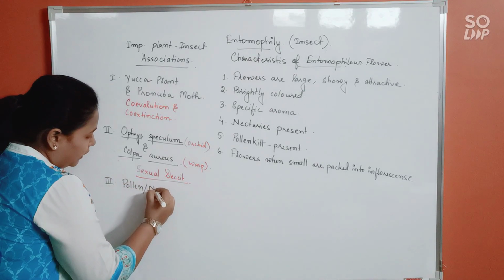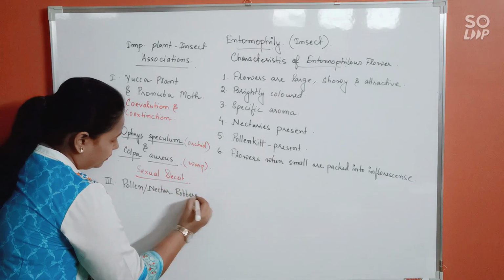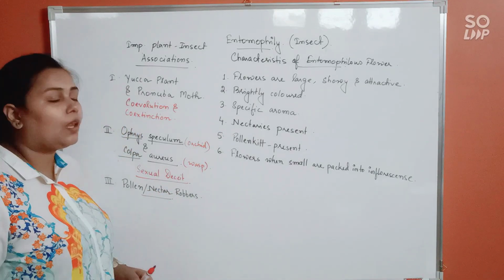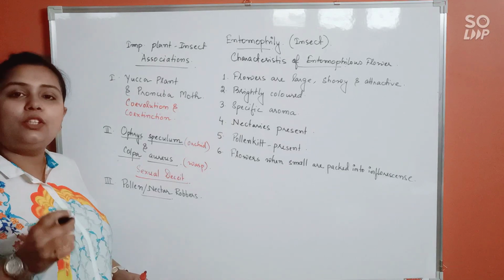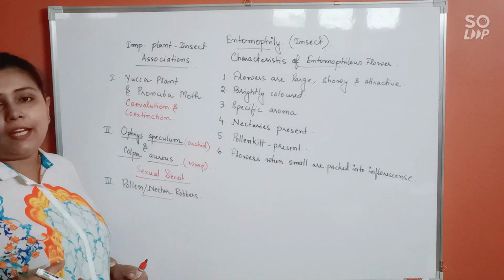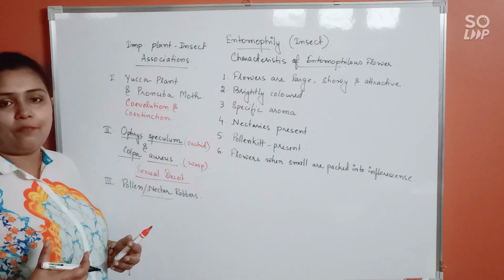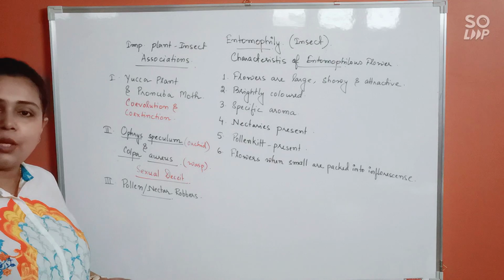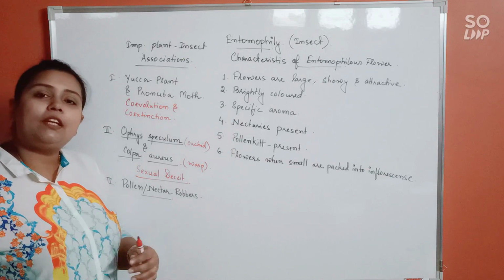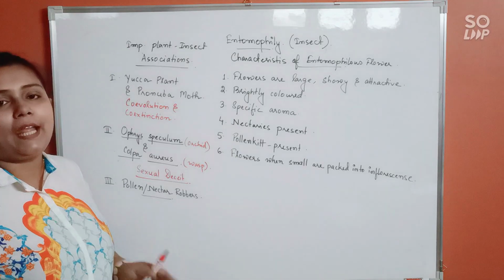pollen or nectar robbers. Pollen or nectar robbers are those kind of insects that will take up the nectar, or they will feed upon edible pollen grains but not cause pollination. So they will take the gifts but they will not do the work in return. Okay? They will take up the edible pollen grains, they will take up the nectar but they will not cause any pollination. That's why they are called pollen or nectar robbers.